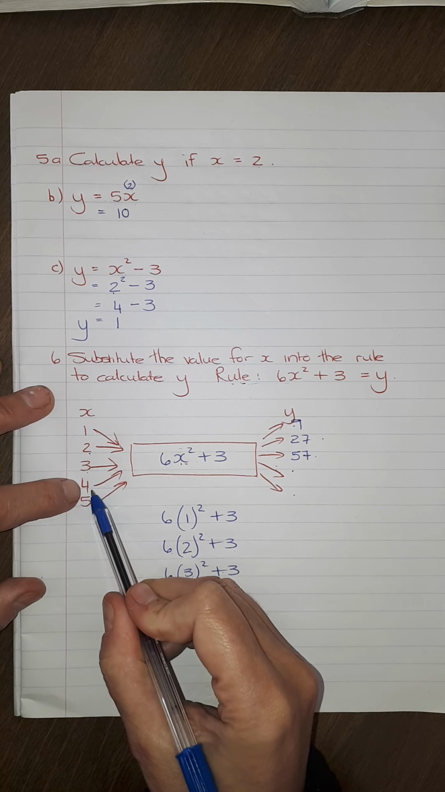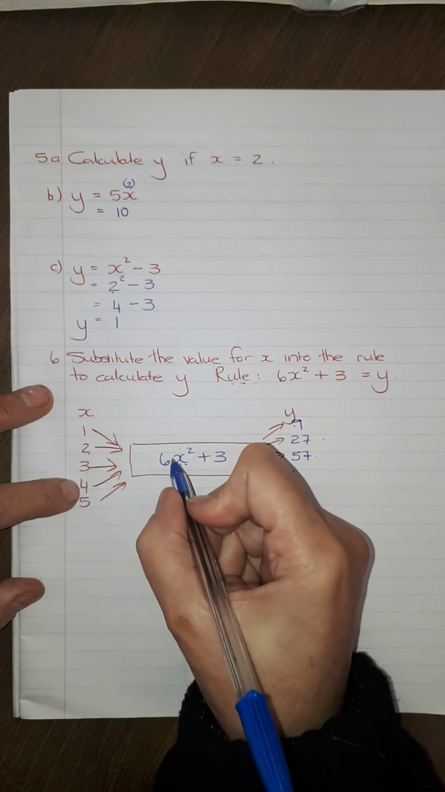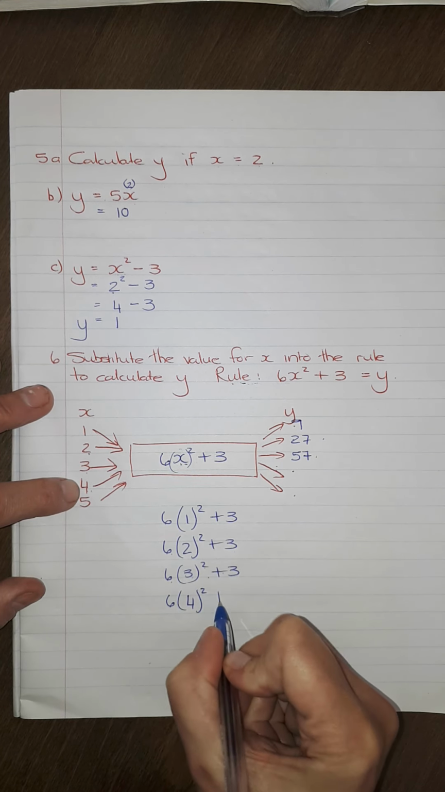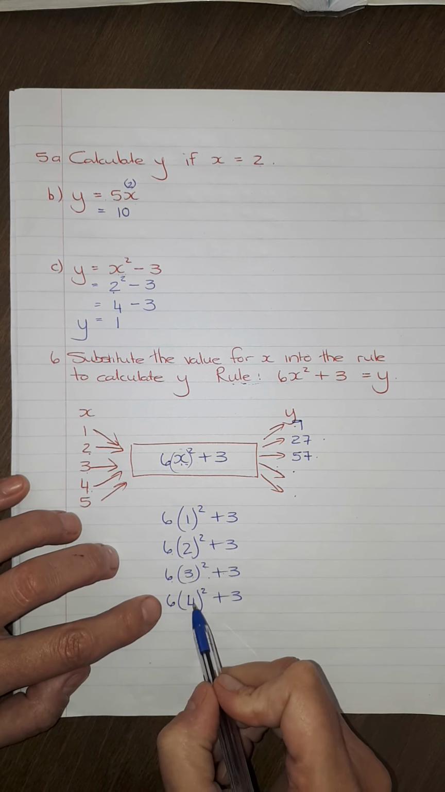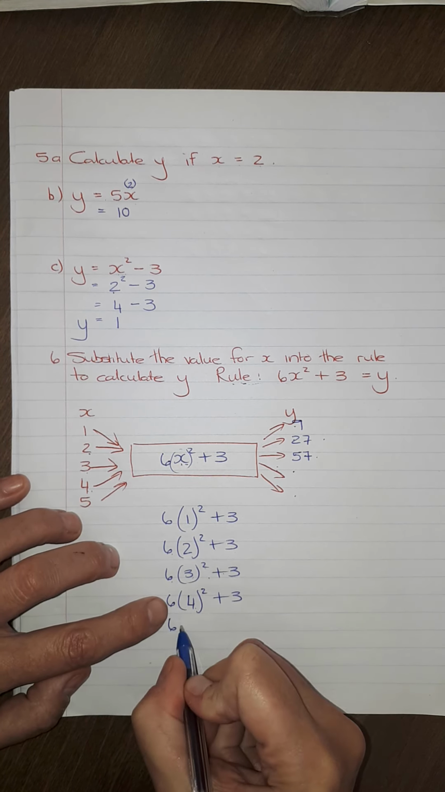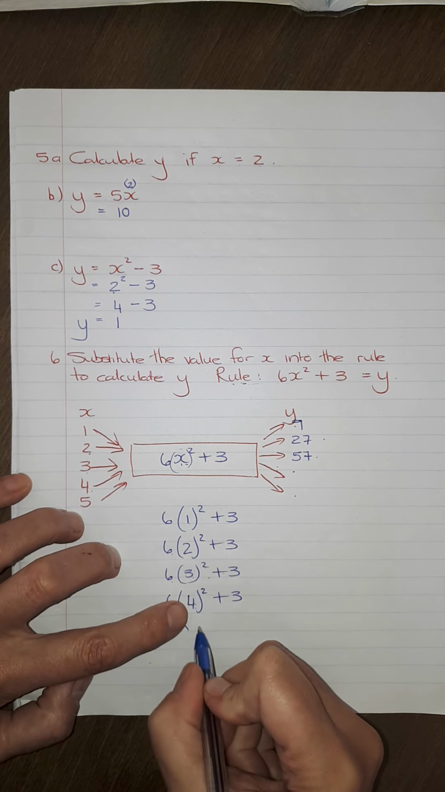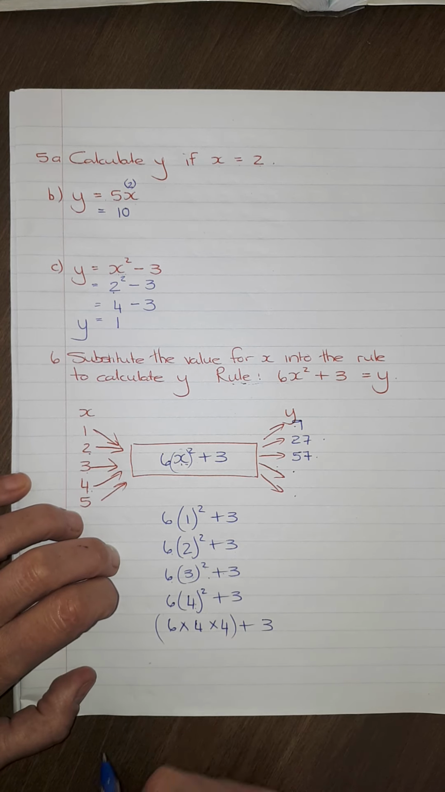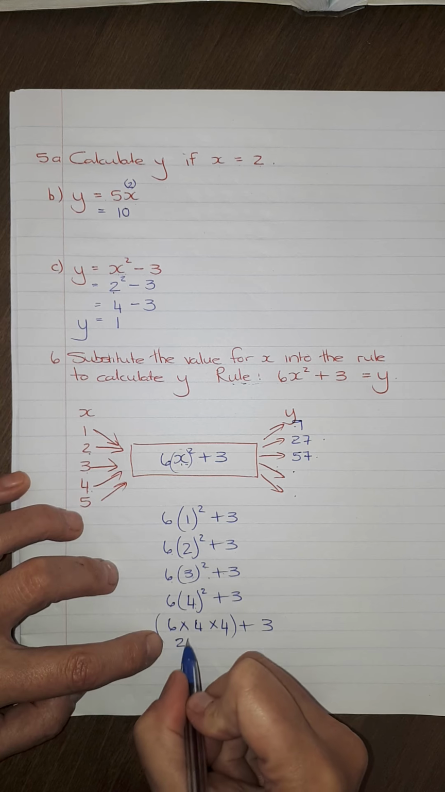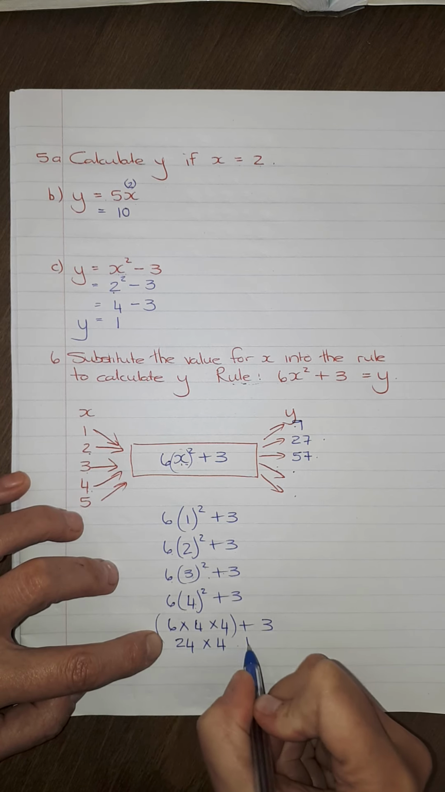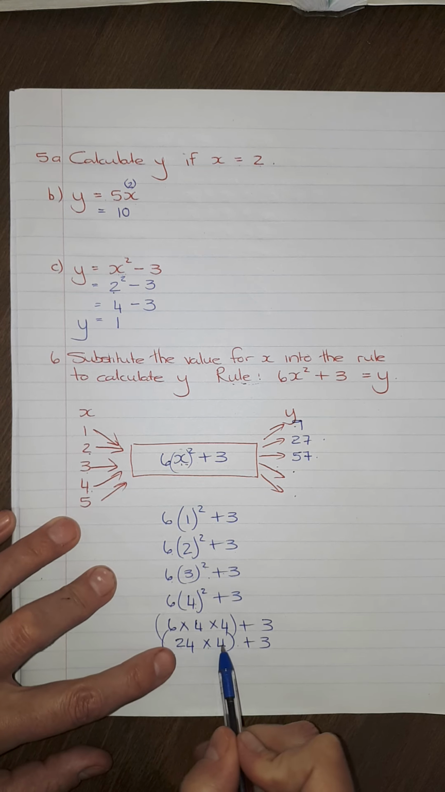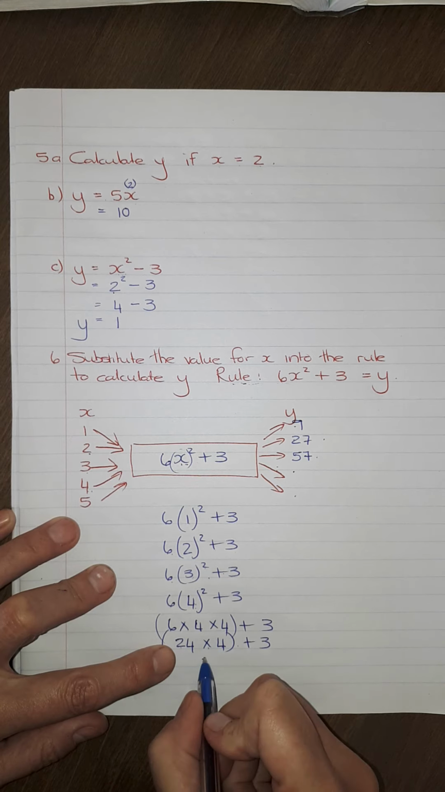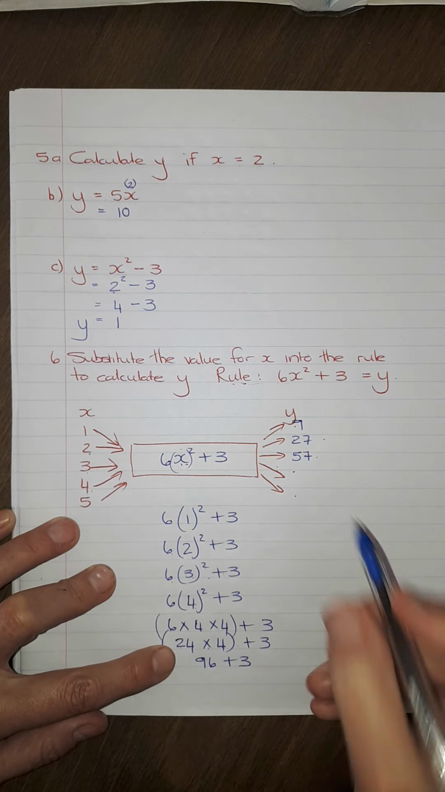Next one, once again, I substitute the x with a 4, then I end up with 6 times 4 to the power of 2 plus 3. Look again, 4 to the power of 2 means 4 times 4. So I need to do this part first. 6 times 4, 24 times 4 plus 3. 20 times 4, 80. 4 times 4, 16. 80 plus 16, 96 plus 3, 99.